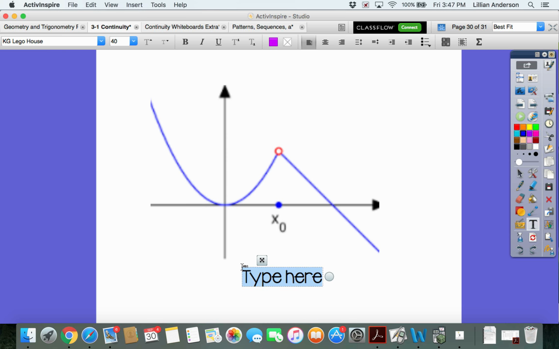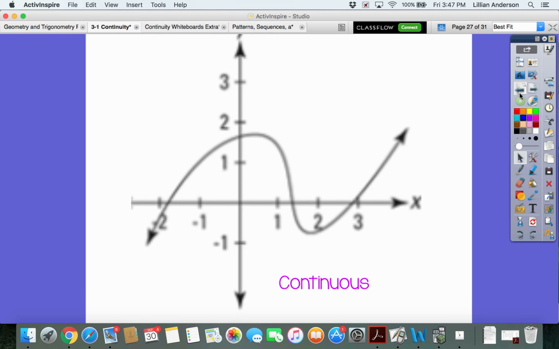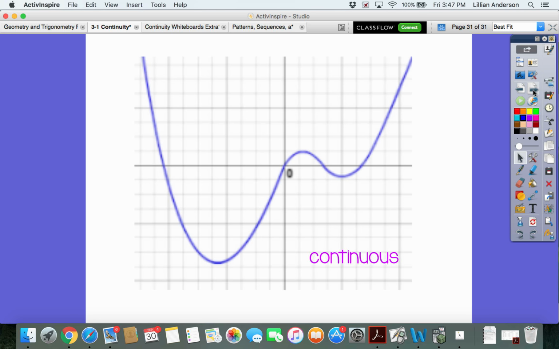And this one is a hole. It's not a jump because we're still continuing once we go around that hole. Or better yet, it's actually called removable. Hole is like the garden variety word, and removable is the real word for hole. And last but not least, this one, of course, is a continuous function. So if you guys have any difficulty with continuity, you just need to let me know, and we'll just go from there.